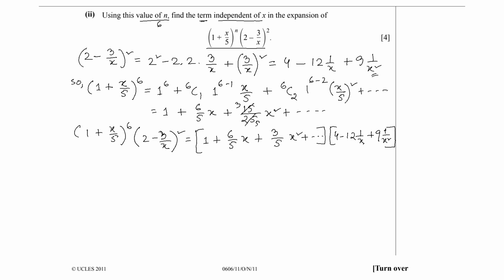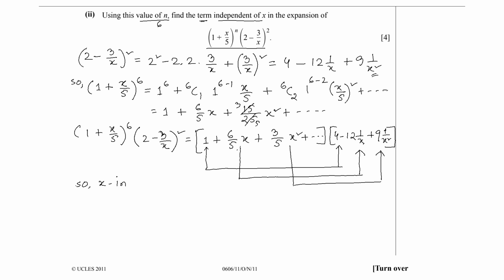Okay, now let's identify which pairs can give us a term independent of x. If this 1 gets multiplied with this 4, we get a term which does not contain x. Then this 6 over 5 x, if it gets multiplied with minus 12 times 1 over x, again we will get another term independent of x, and finally this last pair. So let's multiply them and add them together.